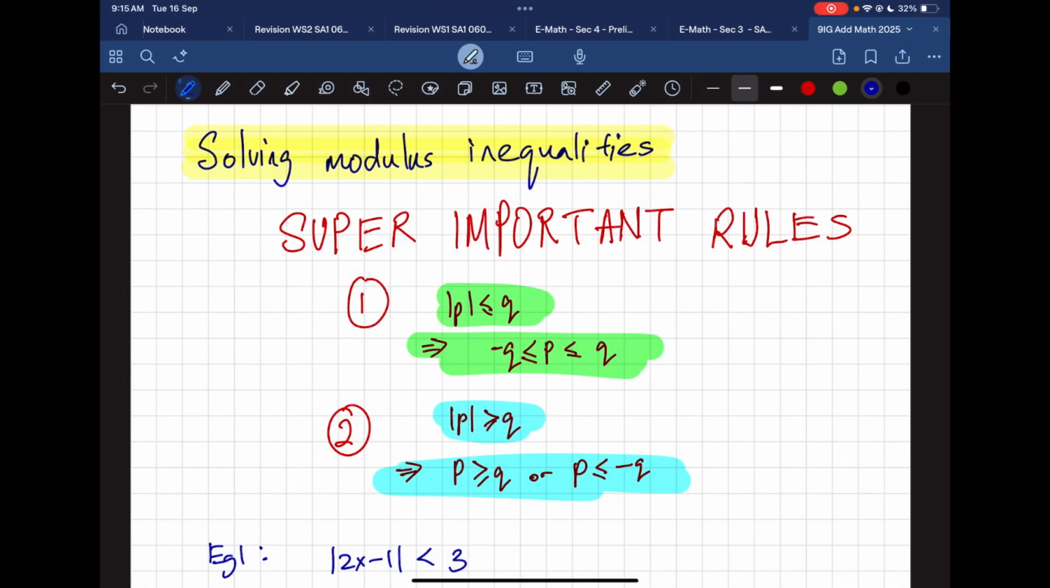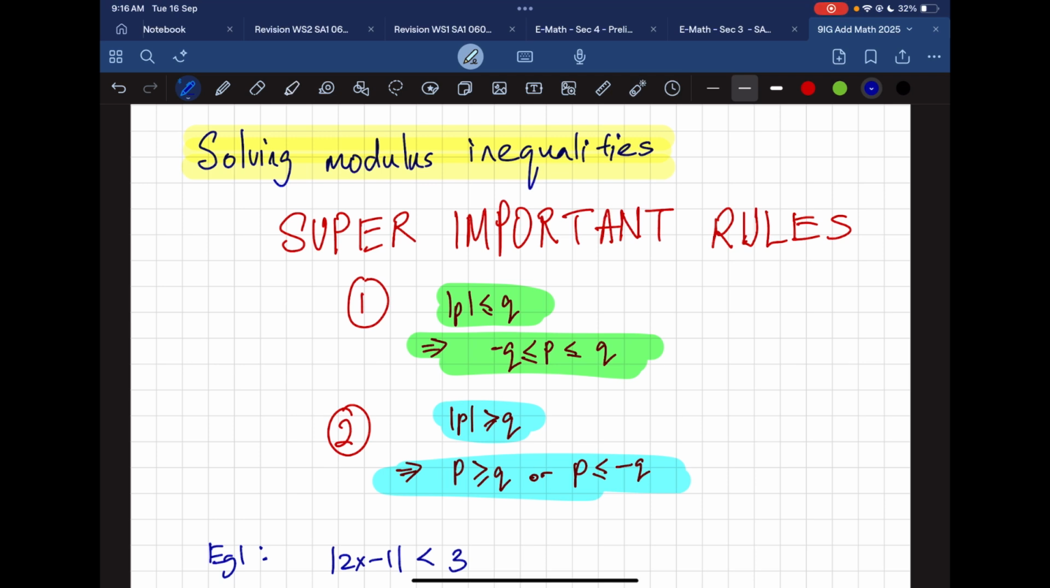All right, hi everyone. So we're going to look at solving modulus inequalities today. And there are some very important rules that you must remember. And we have to apply these rules, especially when we're dealing with inequalities. We don't really apply these rules for modulus equations, but only specifically for modulus inequality.